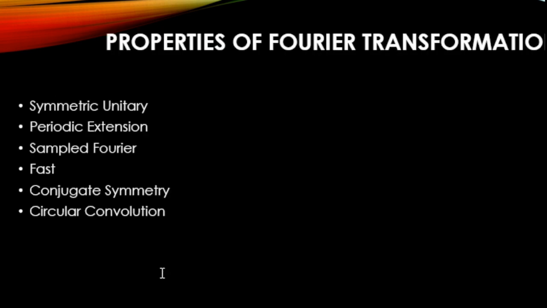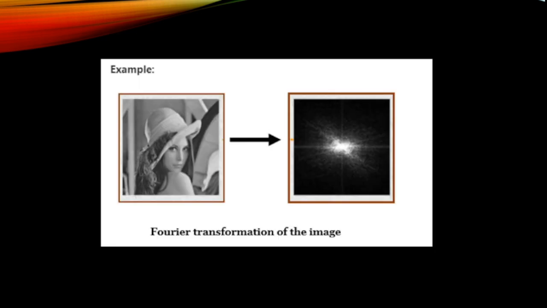So what are the properties of Fourier transform? Symmetric, unitary, periodic extension, sampled Fourier, fast, conjugate symmetry, and circular convolution. These are all the properties of Fourier transformation. Here we have an example. In this we have a passport size photo, and after performing Fourier transformation we get an image in this form, and we can see the edges of the image are in a fine form. So this is the example of Fourier transformation.